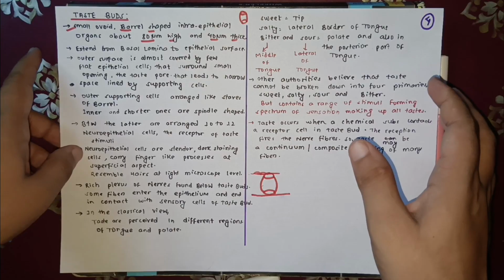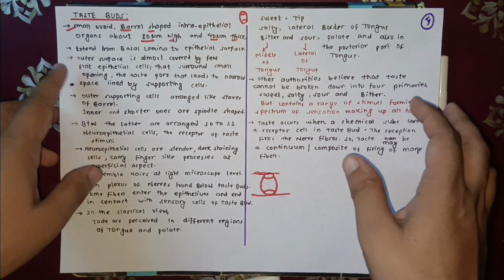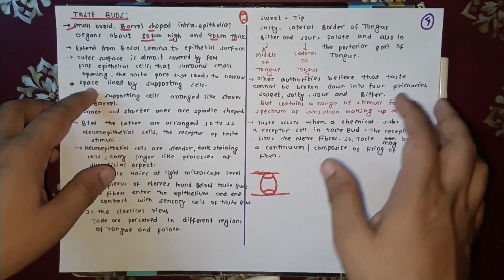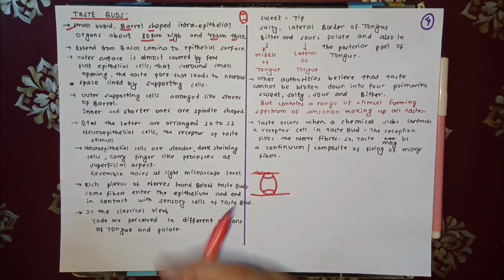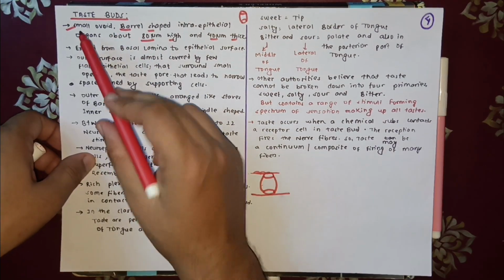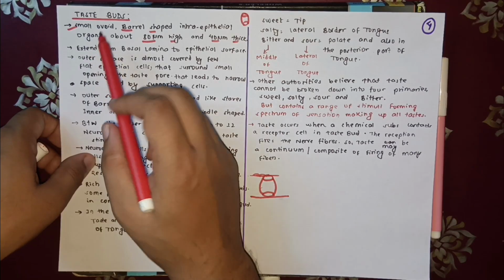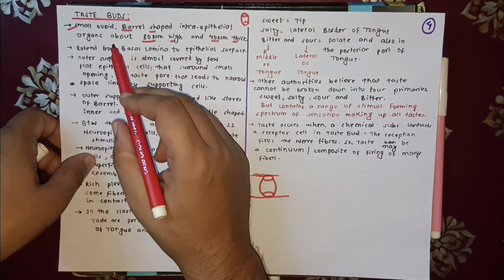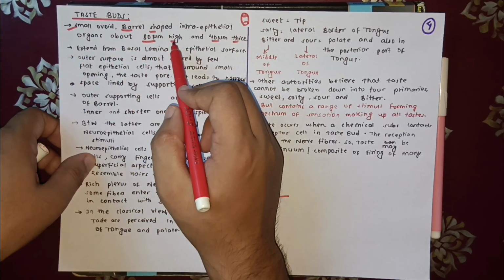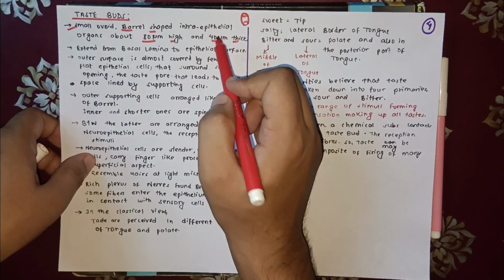And now we will start with our last topic of today's video, that is the taste bud, okay. As I have written here in the first point, the taste bud is a small ovoid structure, barrel shaped, and an intraepithelial organ, meaning it is within the epithelium, and it is about 80 micrometer high and 40 micrometer thick, okay.